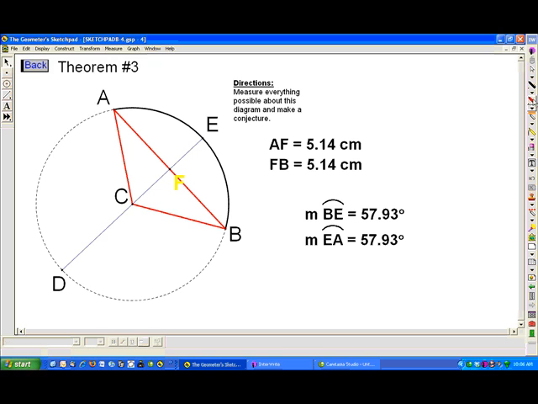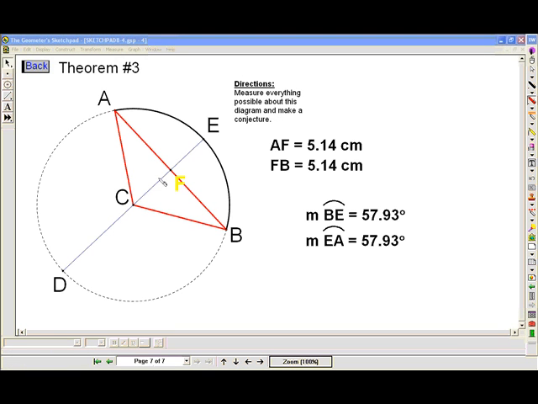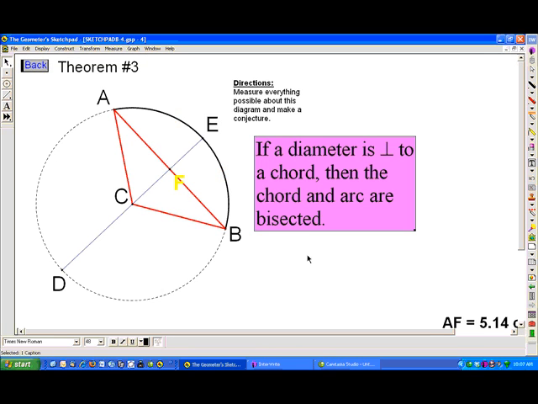So the theorem is as follows. If the diameter is perpendicular to the chord, then the chord is bisected and the arc behind it is bisected. Again, if a diameter is perpendicular to a chord, then the chord and arc are both bisected.